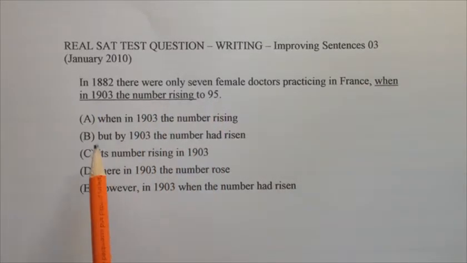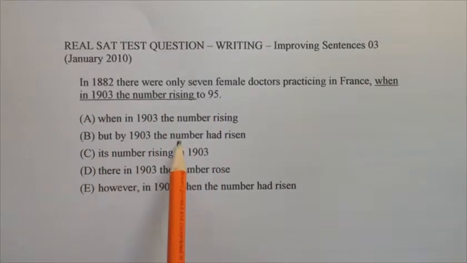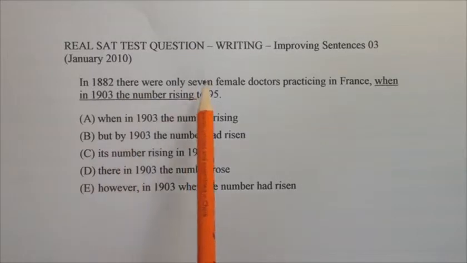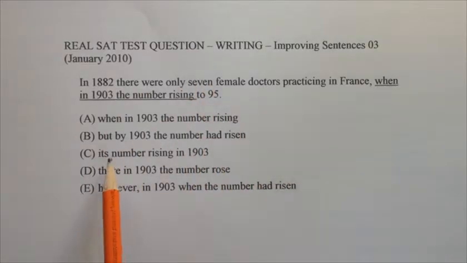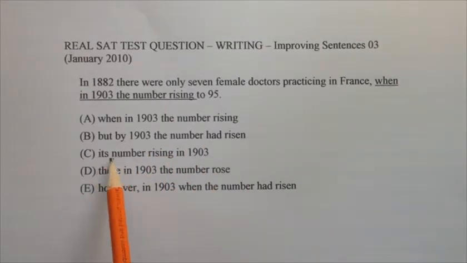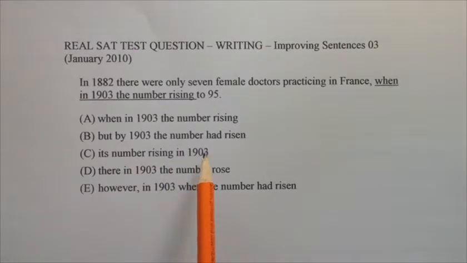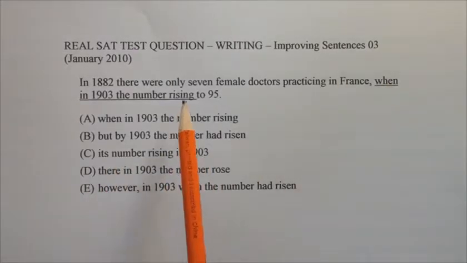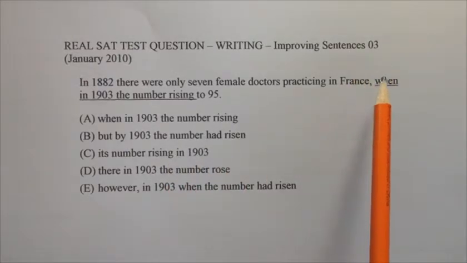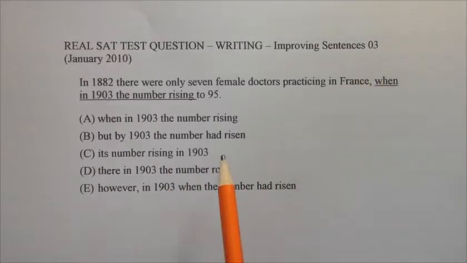There's no verb here. Here, "but by 1903 the number had risen." This is a verb. This sounds good. Let's see the rest. C, there were only 7 female doctors practicing in France, its number rising, and that does not make sense because, yeah, there's no verb. This is not a subordinate clause. This is just wrong.